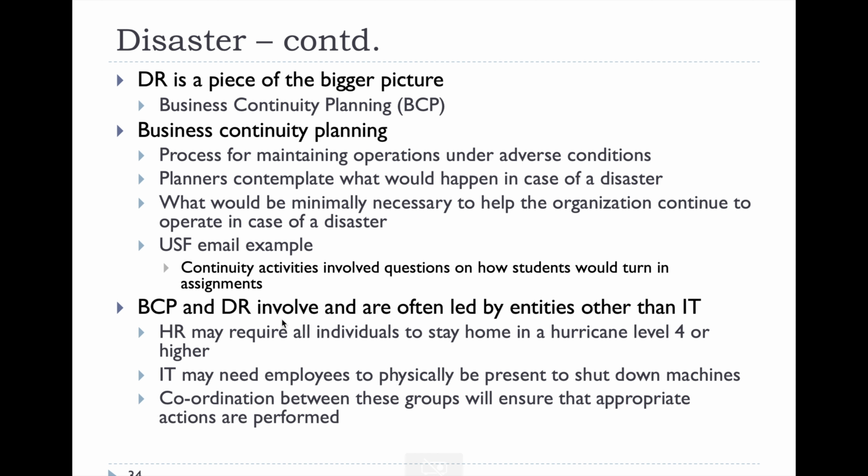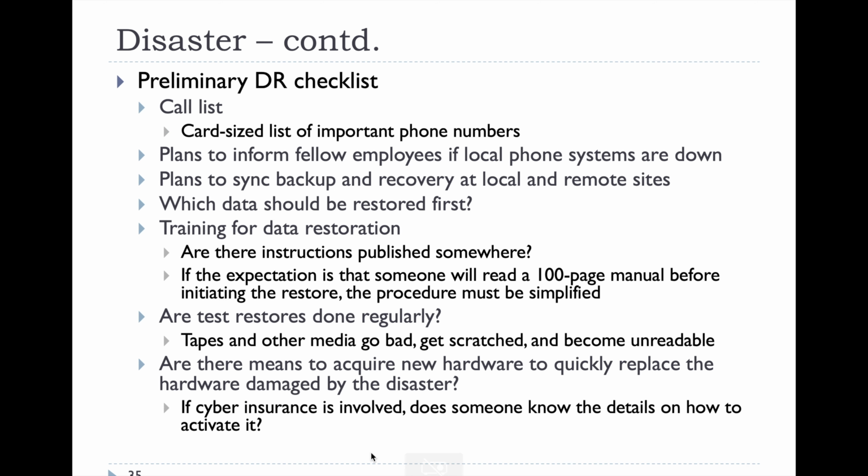So business continuity planning and disaster recovery involve, and are often led by, entities other than IT. As in the case of COVID, this is not led by the IT department because it doesn't only affect the IT infrastructure. So it can be led by other departments such as HR, where they may require all individuals to stay at home, for example, in the case of a hurricane. And IT may need employees to physically be present to shut down some machines. So usually it's a coordination between these groups that will ensure the appropriate actions are performed.